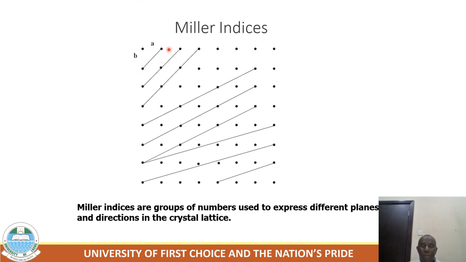If you look at these, we can take these 1, 2, 3, 4, 5, 6, 7, 8. So this is a square. And along this, these are atomic positions. These are atomic. This is two crystals. This is three. This is four. This is 1, 2, 3, 4 also, but in another direction. This is 1, 2, 3, 4 in another direction. So all these points here, they have different representation, as it were, in our XY plane. So that is why we said Miller indices are groups of numbers used to express different planes and directions in crystal lattice.